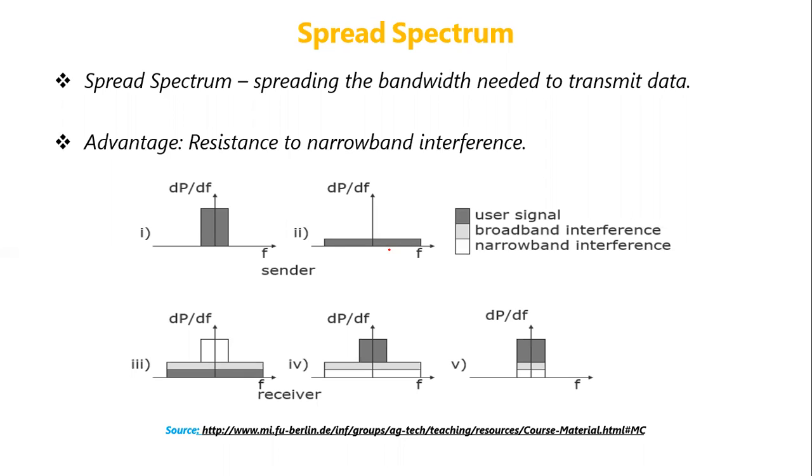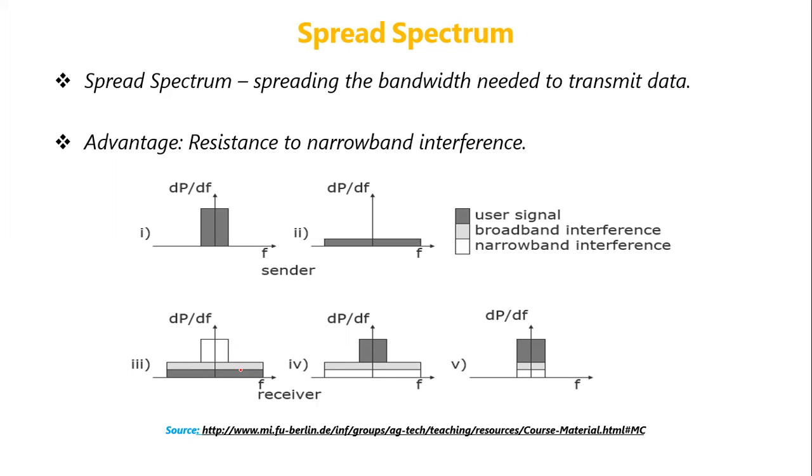So during transmission, some interference is added to this signal. Two types of interference are added: one is the broadband interference, the other one is the narrowband interference. So the original signal is mixed with the broadband interference and narrowband interference, and this signal will be sent to the receiver. Now the receiver knows that the received signal not only has the actual data or the user signal, but it also includes the broadband interference and narrowband interference.